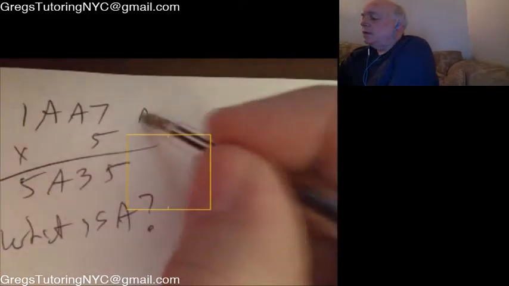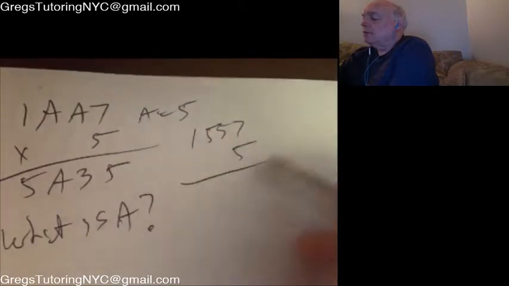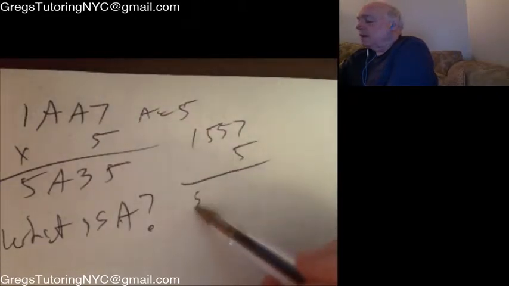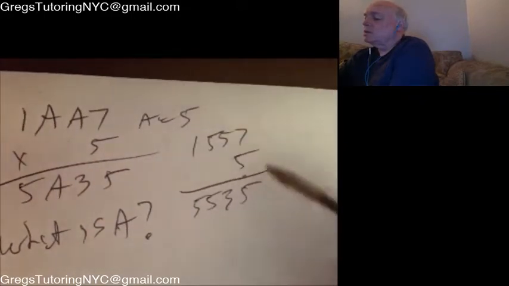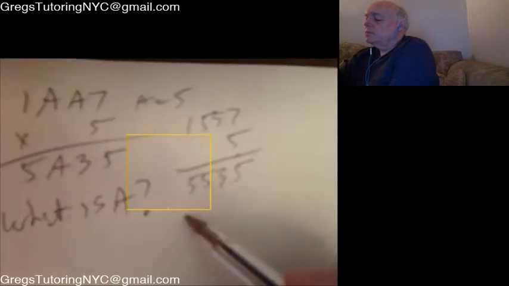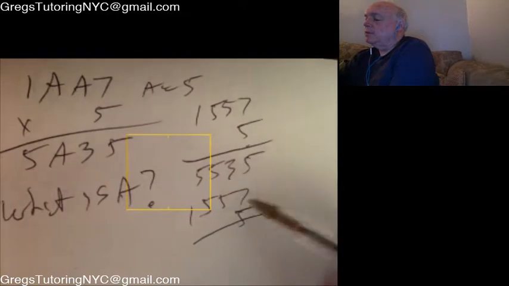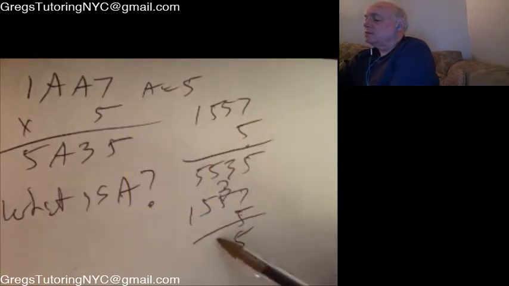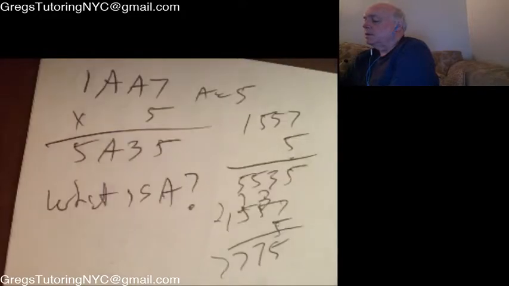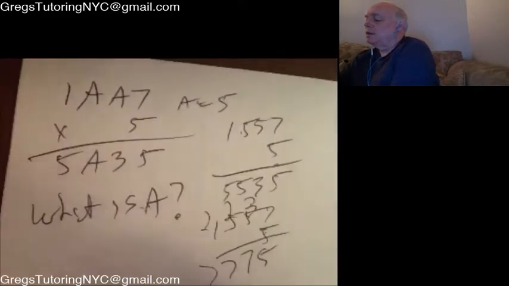if you said A equals 5, then that means we're talking about 1557 times 5 equals 5535. So what we're going to do is plug it in and start doing those calculations. So 1557 times 5, and there's only one level here. 7 times 5 is 35. 5 times 5 is 25, carry the 2, 27 again, 2. So we get this number. That's too high.